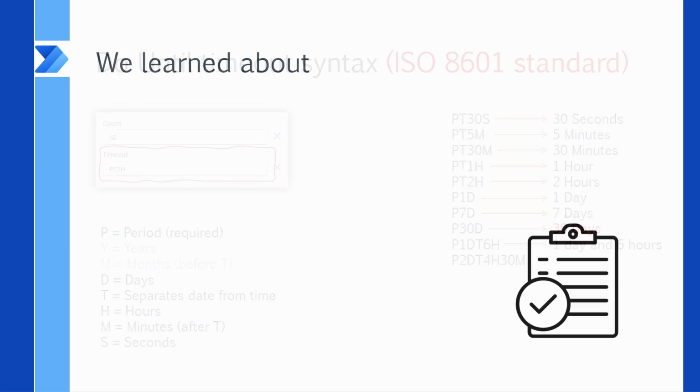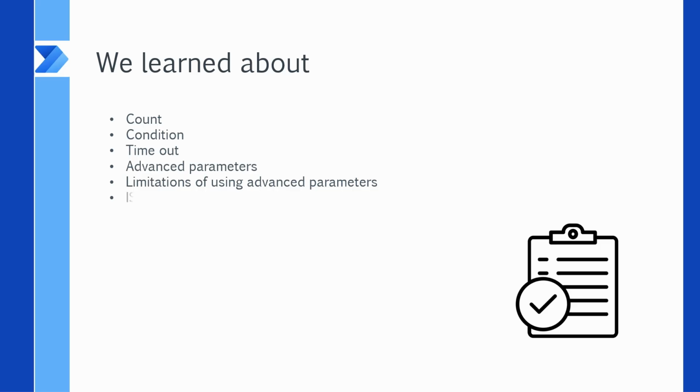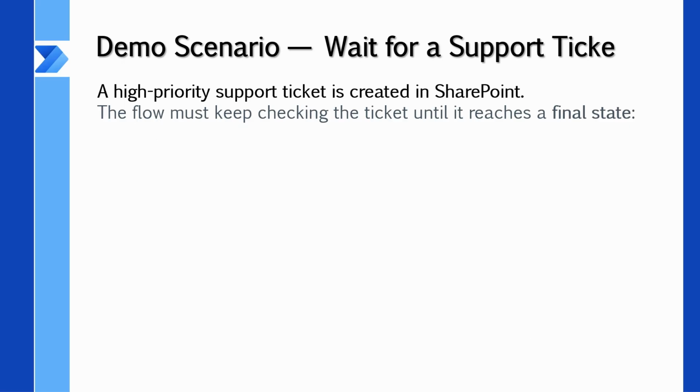So far, so good. We learned about count, condition, timeout, advanced parameters, limitations of using advanced parameters, and also ISO 8601. But none of that adds any value if you cannot use it in real-life scenarios. So let's put everything together in one working scenario. The demo scenario is going to be wait for a support ticket. I try to keep it as simple as possible.